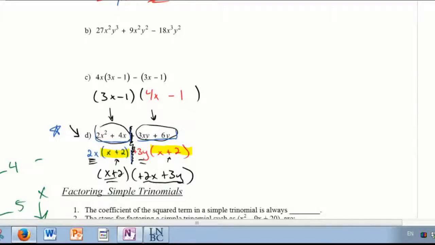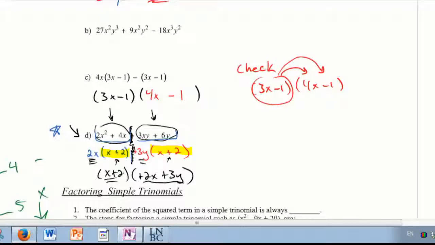If you want to think about it in terms of a multiplication type question, we can always check this. I have 3x minus 1, and then 4x minus 1. I'm going to multiply this whole 3x minus 1 times the 4x, and then this whole thing by the minus 1. And I'm not even going to actually multiply, but I'm just going to rewrite it. So I'm going to go 4x from here times the 3x minus 1. And then I'm going to have this negative 1 times 3x minus 1.